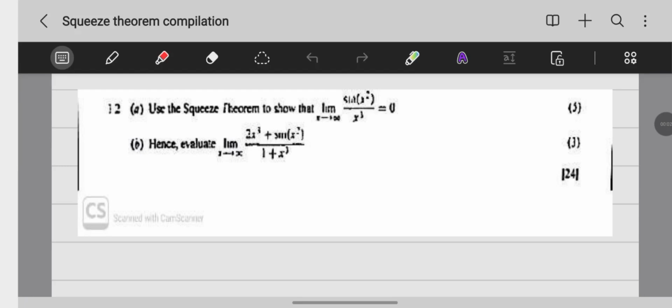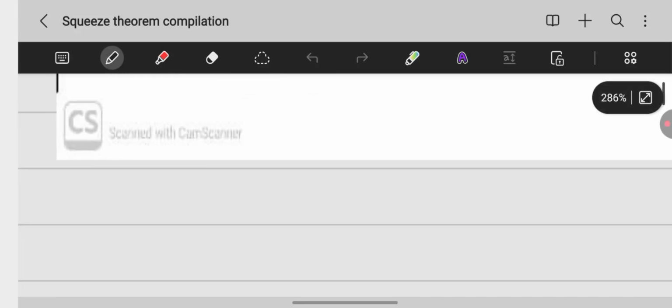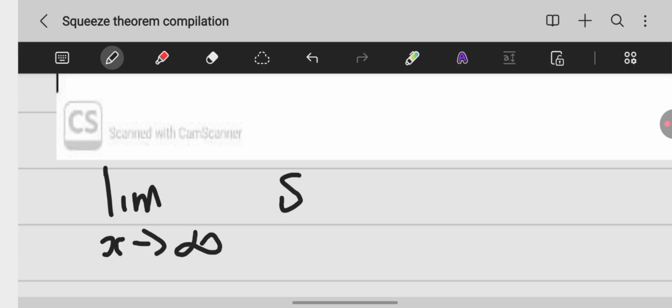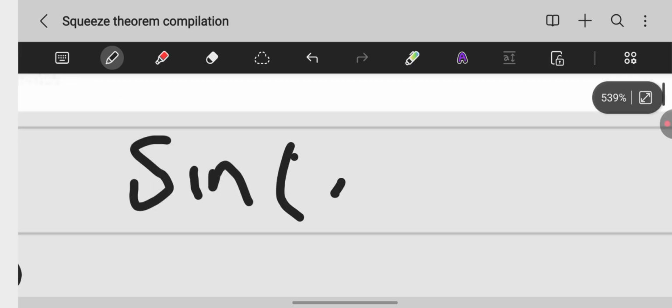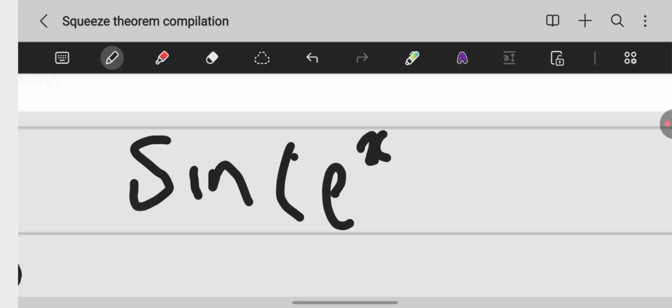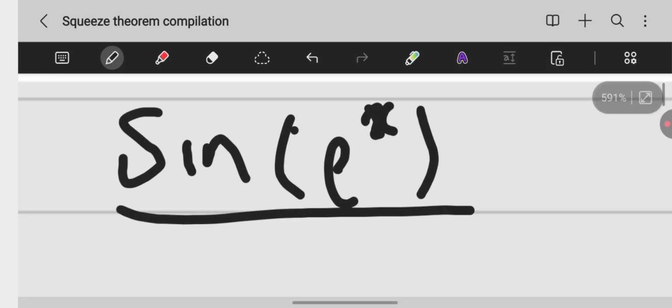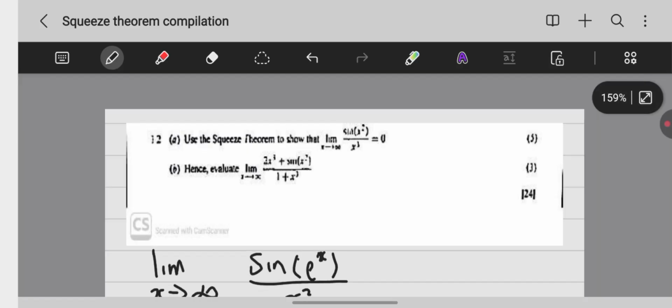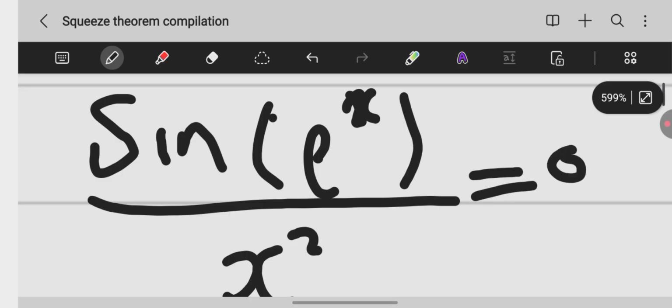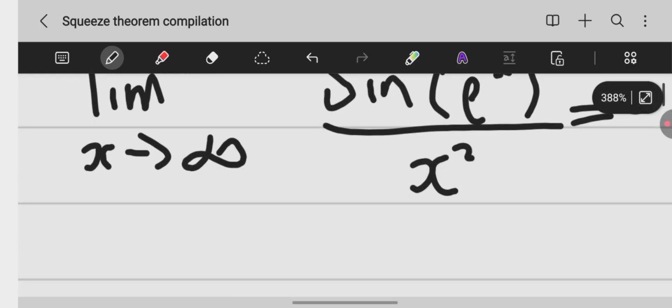The squeeze theorem is used to prove or show that, I'm just going to write it here at the bottom, the limit as x approaches infinity of sin(e^x) over x squared, I think it's e^x, let me just double check, okay, and that's equal to 0. So we're supposed to prove that this is equal to 0.